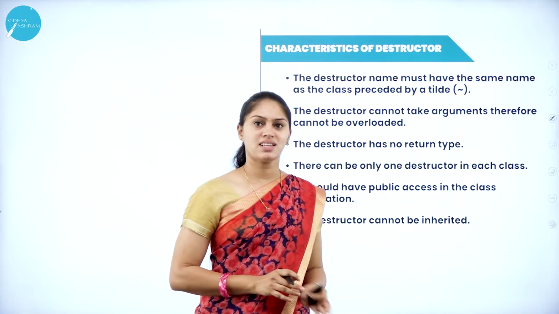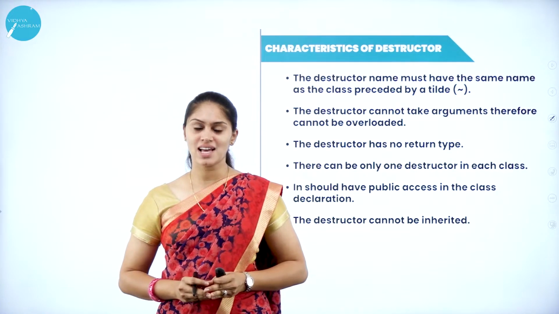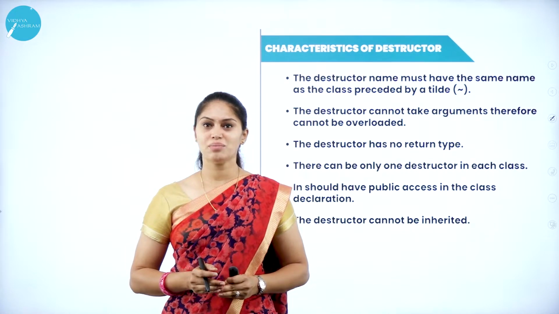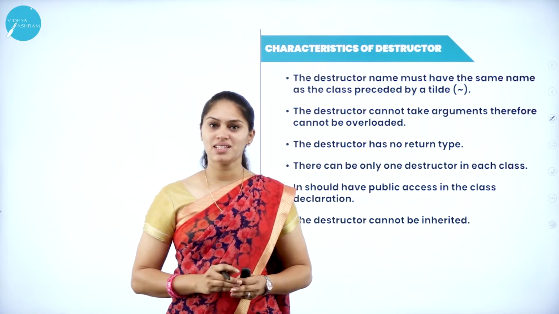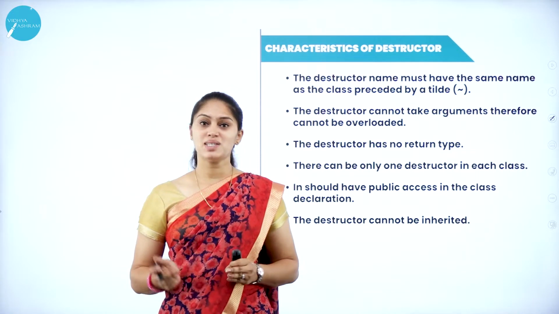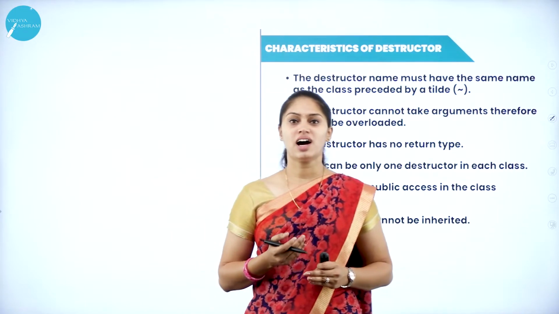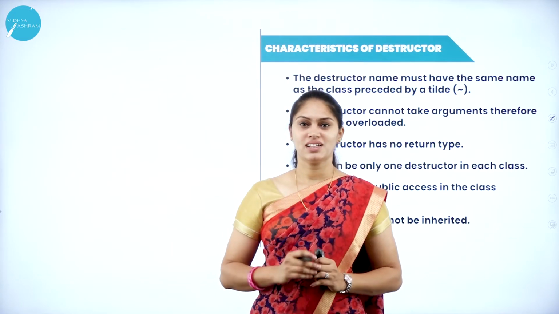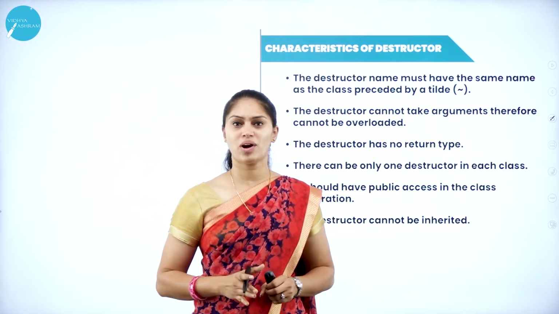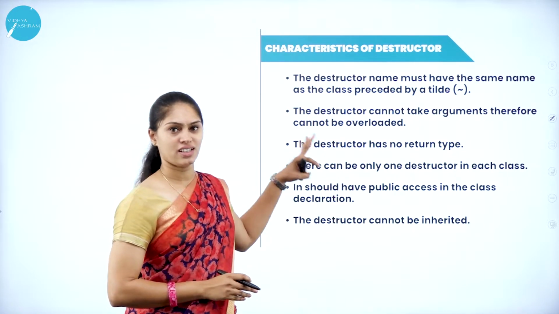So it is the same as a constructor function. Here I have the same name as the class, and it must be preceded by the tilde symbol. It has no return type and it must come under the public section, and I cannot overload the destructor because it must be a default type of destructor. I cannot include any argument or parameter within the destructor, so it cannot be overloaded. So these are the points that you have to remember regarding the characteristics of a destructor.